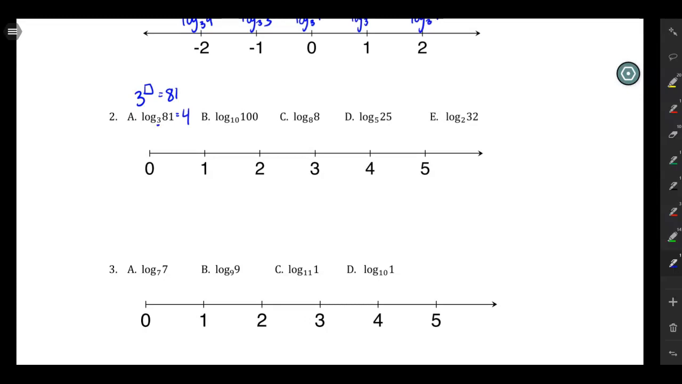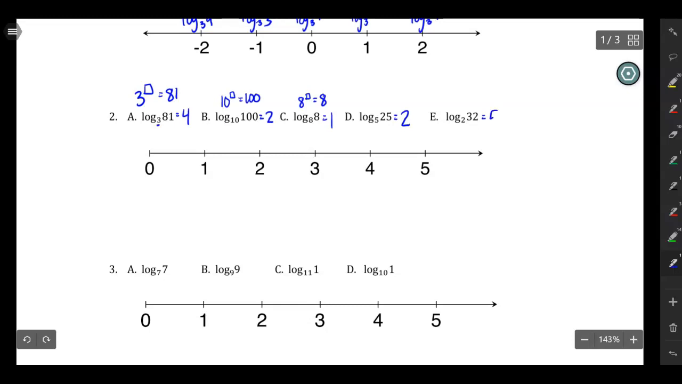So here in B, I'm looking for 10 to what power gives me 100? Well, that's going to be 2. Then I'm looking for 8 to what power is going to give me 8? Well, 8 to the 1st power gives me 8. 5 to the 2nd power gives me 25. And 2 to the 5th power gives me 32.